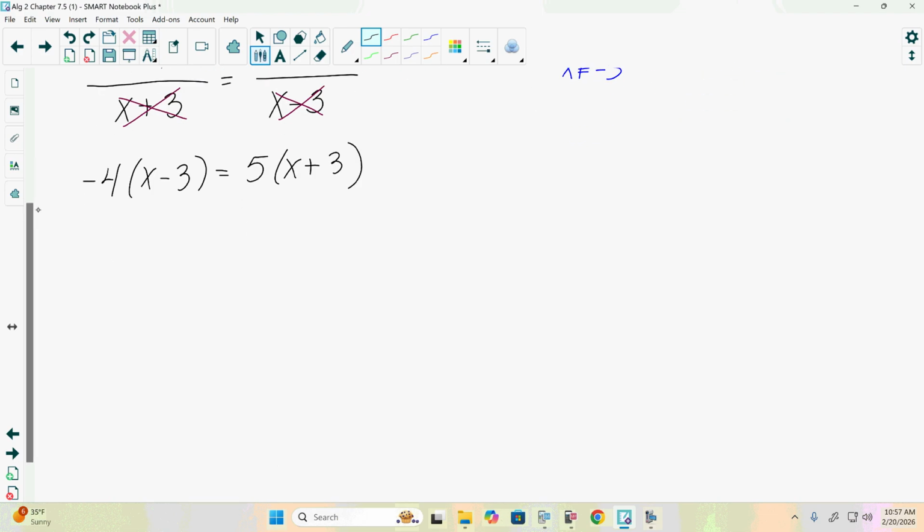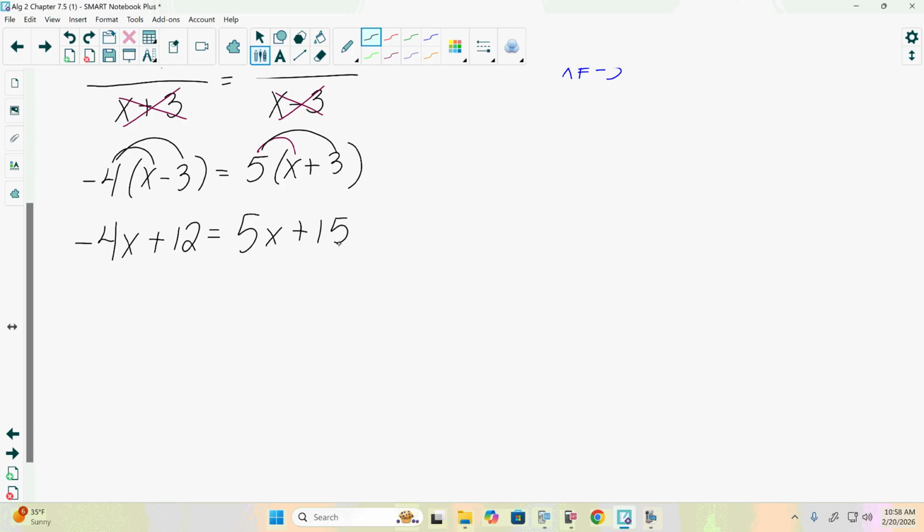Now at this point here, we just need to solve. So on the left-hand side, I would distribute that negative 4 to both terms. Negative 4 times x is negative 4x. Negative 4 times negative 3, the negative and negative would make a positive. 4 times 3 is 12. On the right-hand side, we'll distribute that 5. 5 times x would be 5x. 5 times 3 is 15.